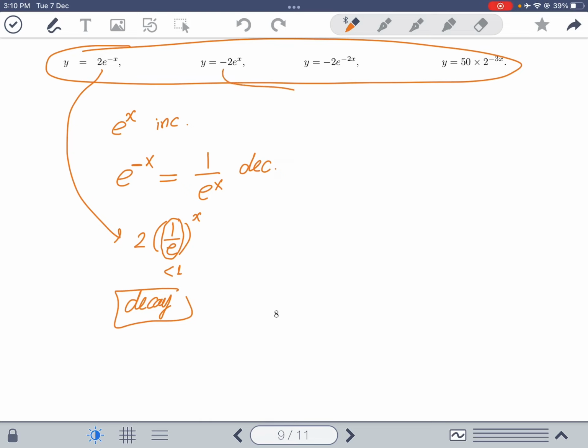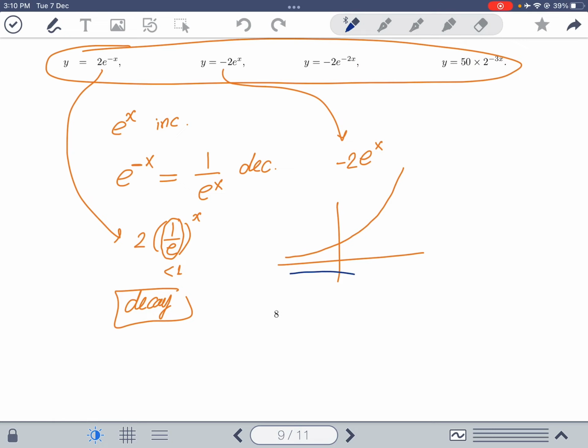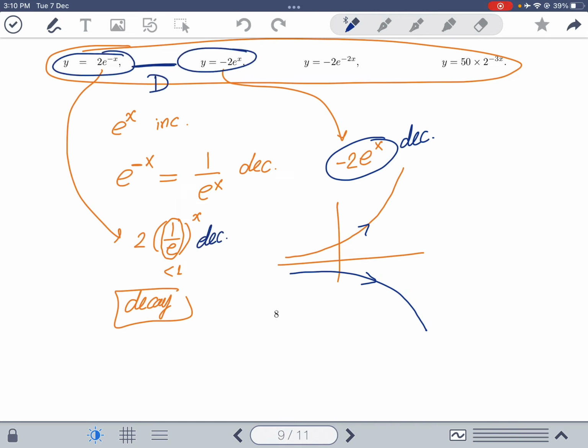Now for this one, you have e to the x, which is growth already, but you multiply it by a negative number. When you multiply something by a negative number, it reflects across the x-axis. It becomes like this, the function. And so if it was first increasing, now it's decreasing. So this one here is decreasing. So this one also decreasing. So these first two, we see they are decreasing.